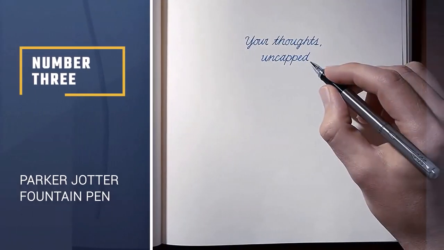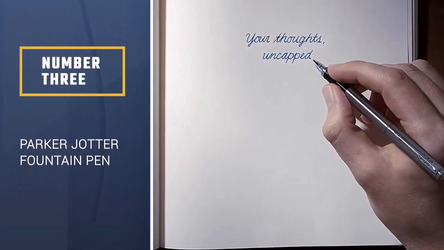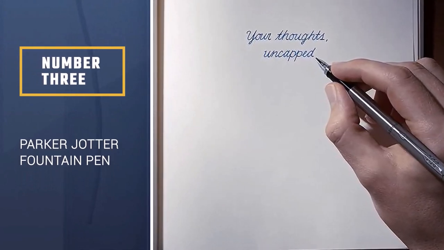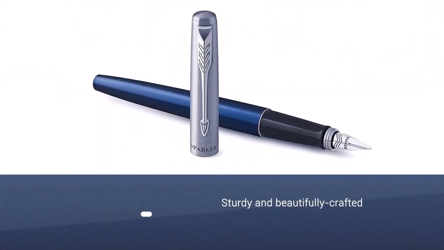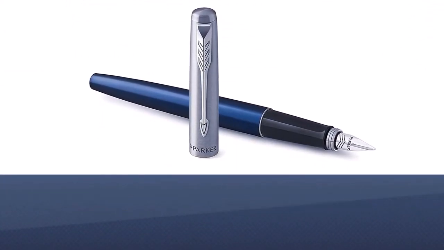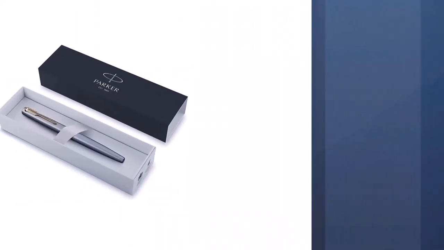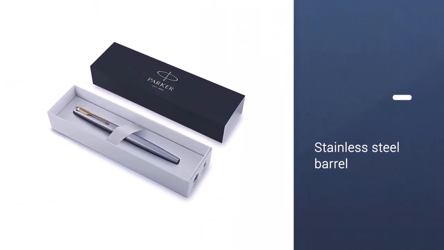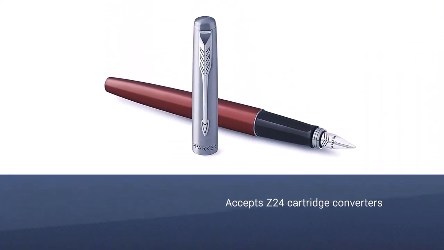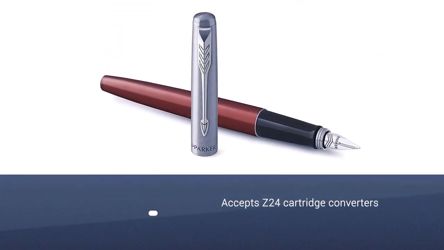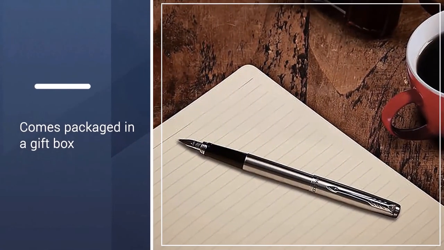Number 3. Parker Jotter Fountain Pen. From timeless pen brand Parker, the Parker Jotter fountain pen is adapted from the iconic Parker Jotter, which has been revered since 1954. This sturdy, beautifully crafted pen features a stainless steel barrel, Parker's famous arrowhead clip, and a feather-shaped, medium nib. Plus, the pen comes packaged in a gift box, along with one cartridge of water-based blue ink.